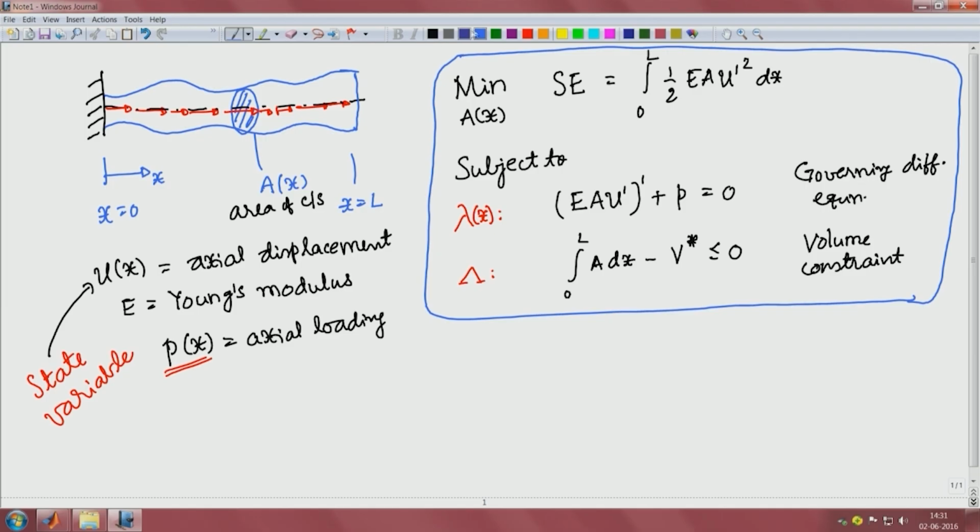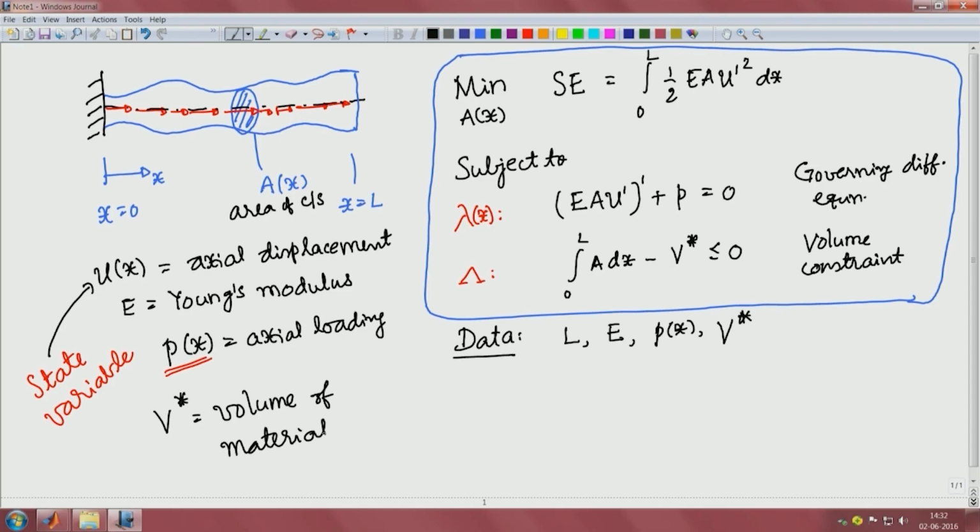We should not forget actually to write the data for the problem. So, we are given the length of the bar, we are given the Young's modulus of the material of the bar, we are given the loading P of x, and we have specified an upper bound on the volume of material. So, V star here is the volume of material. This actually completes our problem, otherwise we do not know what is given and what is to be found. We are given the length of the bar, Young's modulus, load P of x and V star.